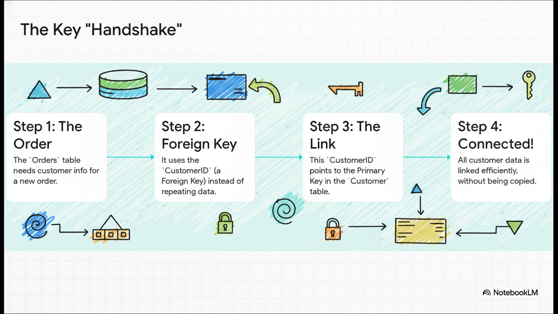Let's just walk through it real quick. So the orders table needs to log a new order for a customer. Instead of writing down their full name and address yet again, it simply uses that foreign key, the customer ID. That ID number acts like a perfect little pointer, linking directly back to the one, and only one, entry for that customer in the main customer table. And just like that, connection made. All the data is linked up, it's efficient, and it's clean.